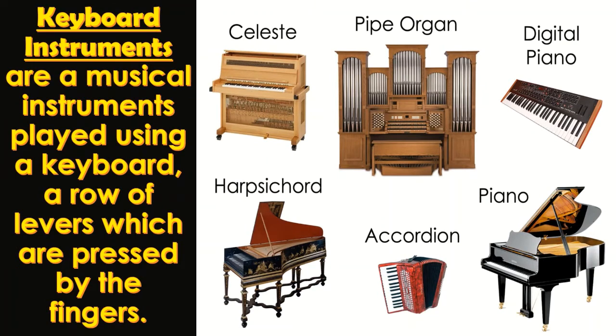Let's talk about keyboard instruments. These are musical instruments played using a keyboard, a row of levers which are pressed by the fingers. Examples of keyboard instruments are celeste, pipe organ, digital piano, harpsichord, accordion, and piano.